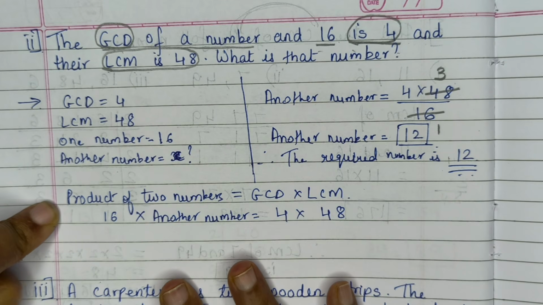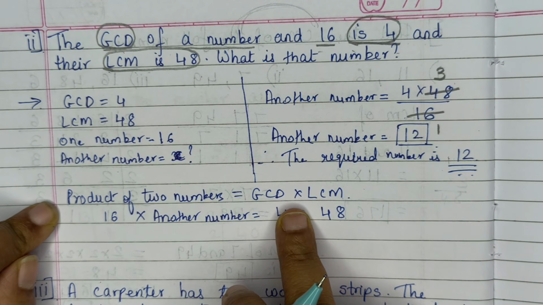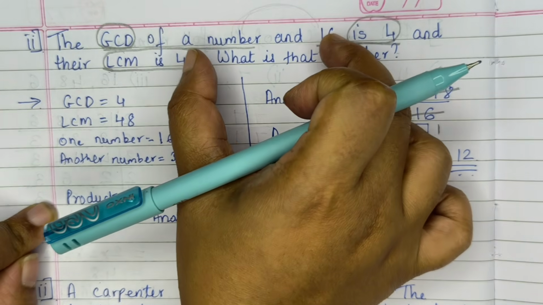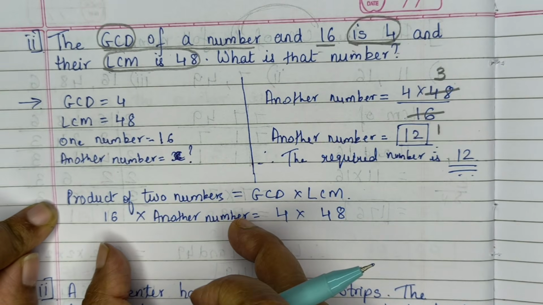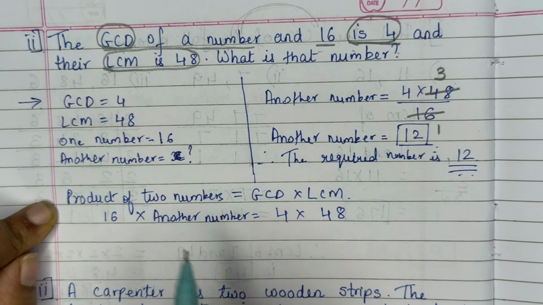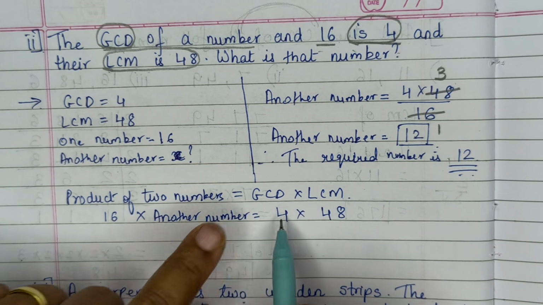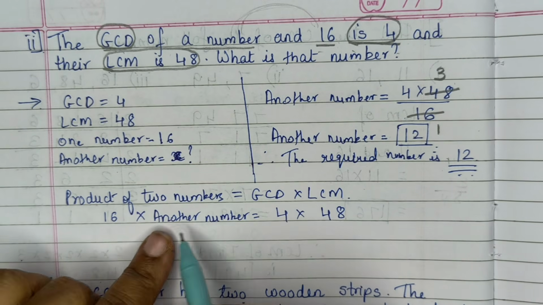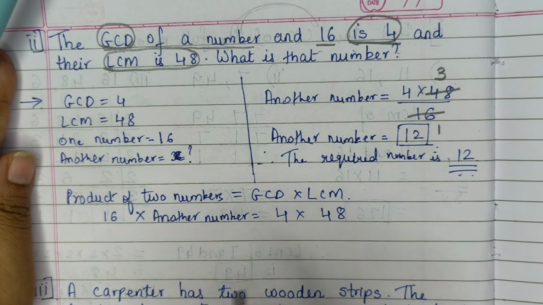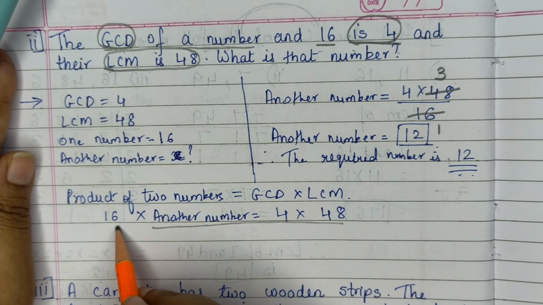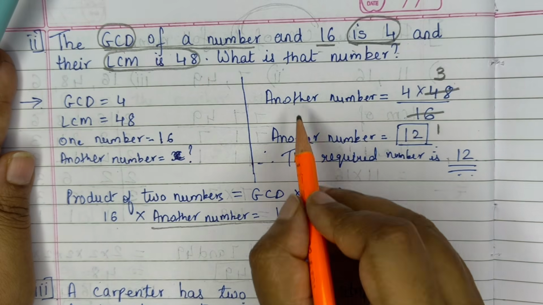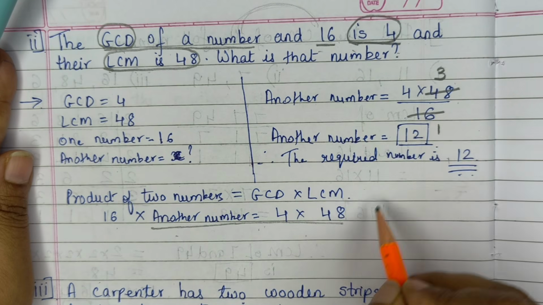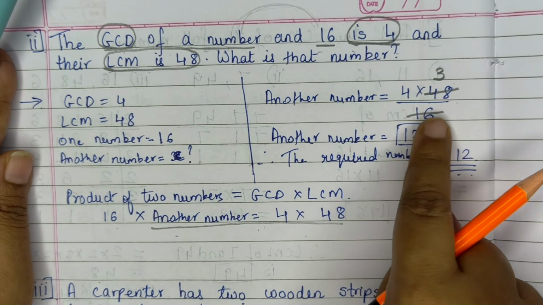Then use the formula. Product of two numbers is equal to GCD multiplied by LCM. Product of two numbers means we have to multiply those two numbers, 16 and another number. So 16 multiplied by another number is equal to GCD multiplied by LCM. Then in the next step, write this part as it is, and 16 will come down in division. So another number is equal to 4 multiplied by 48 as it is, and 16 will come down in division.